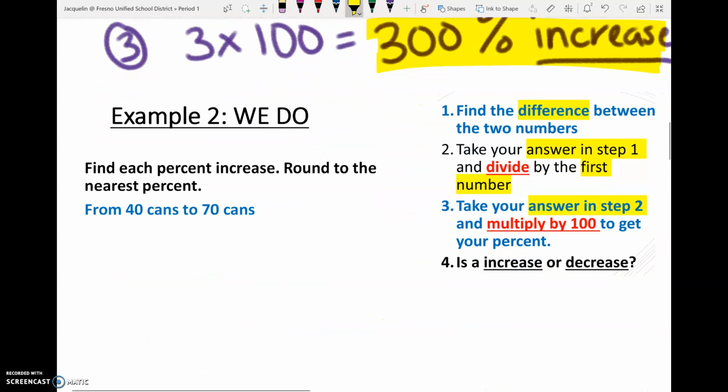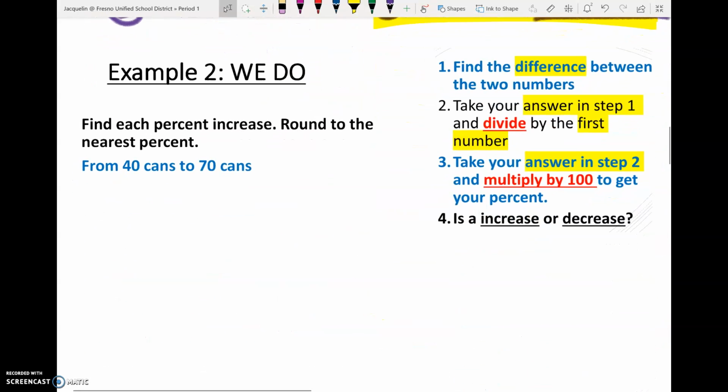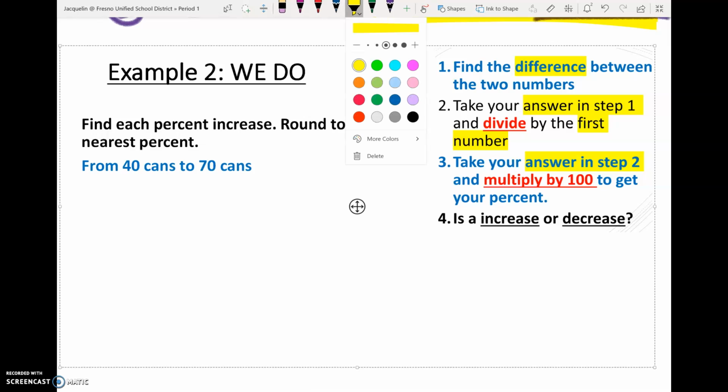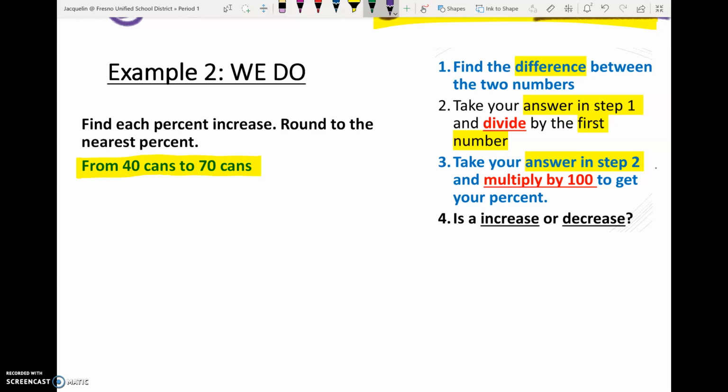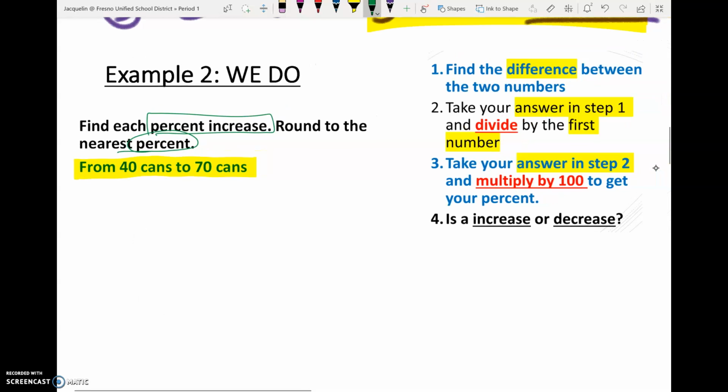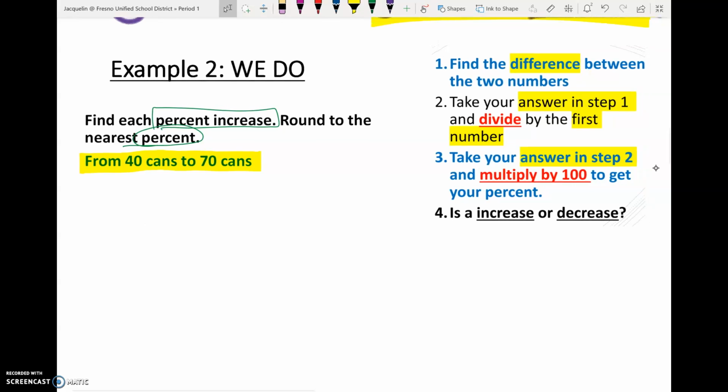Next, you are going to do this one as a group. The question is asking you from 40 cans to 70 cans, what is the percent increase? And we want to round to a percent. Please make sure you use your steps, and Miss Ortiz will pause the video and give you guys about 4 minutes to do this in your groups.